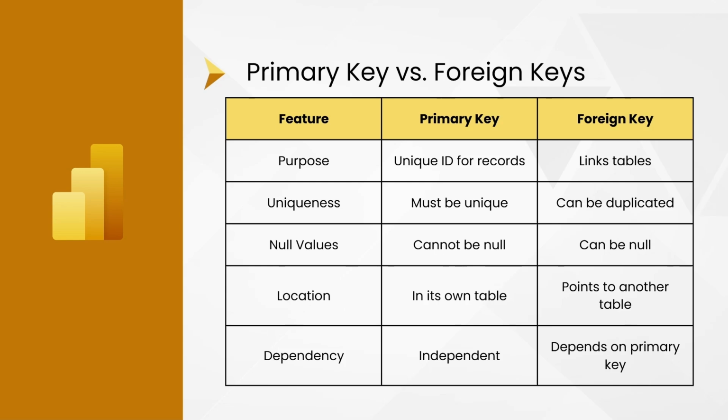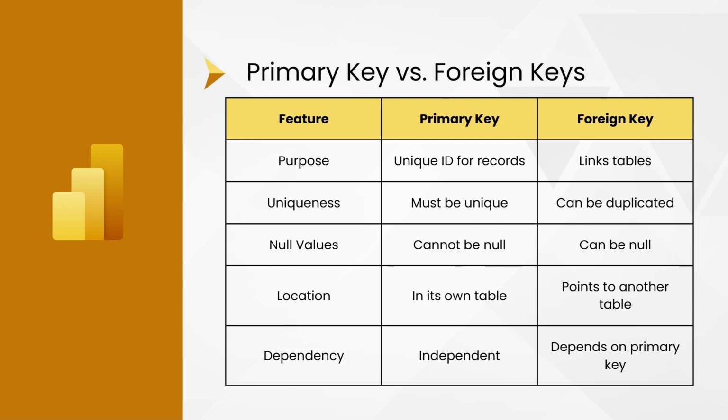Third comes null values. A primary key cannot contain null values. Each row needs a unique identifier, so every primary key value must be filled. A foreign key can contain null values, especially if there is no immediate connection to another table's primary key. Fourth comes location. A primary key exists within its own table, defining each row in that table. A foreign key is located in one table but points to a primary key in a different table to create a relationship. Fifth comes dependency. A primary key is independent. It stands on its own within its table.